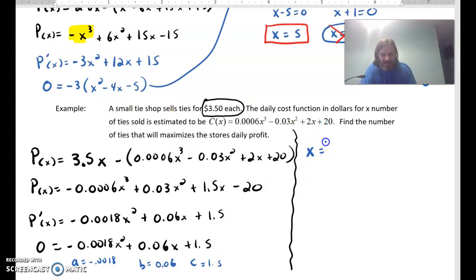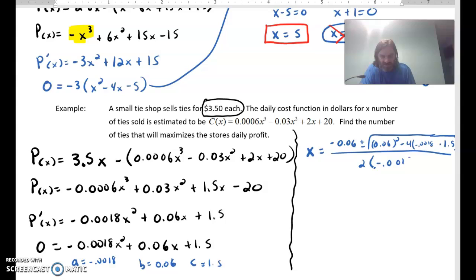So let's see here. This x will be negative b, so negative 0.06, plus or minus the square root of b squared, so 0.06 squared, minus 4 times a, negative 0.0018, times c, which is 0.15. All that's under the root. And then at the bottom we'll have 2a, so 2 times negative 0.0018. So let me have a minute with the calculator and see what type of answers I get.